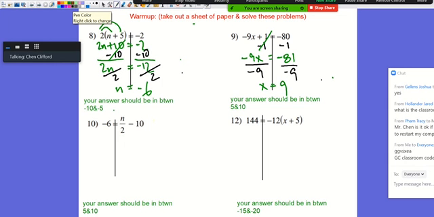So n divided by 2 minus 10, the last thing I said is the first thing I undo. So I undo minus 10 by plus 10. Now I get 4 equals n divided by 2. What's the opposite of divided by 2? It's times 2.